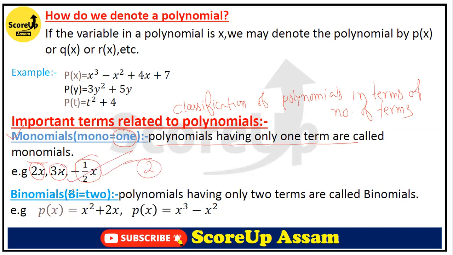What about this? Yes, this is a monomial, but also a constant polynomial, right? One term. So these are monomials.